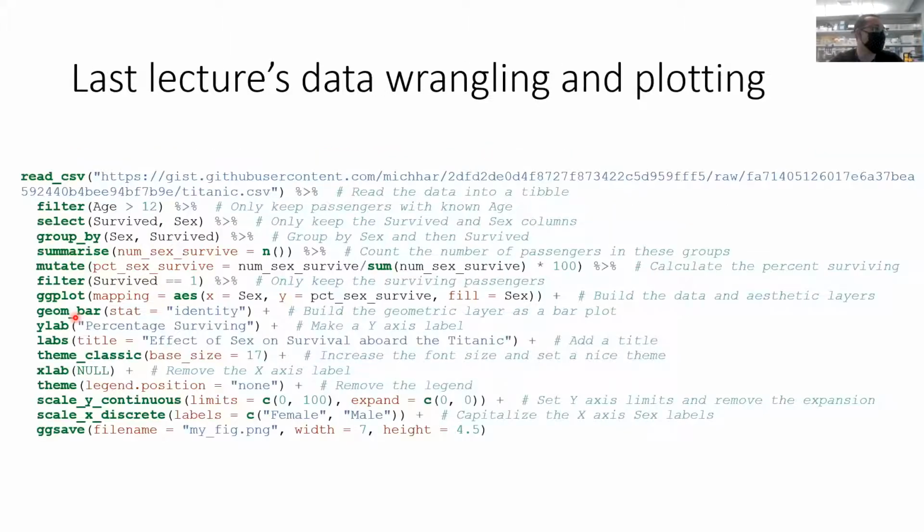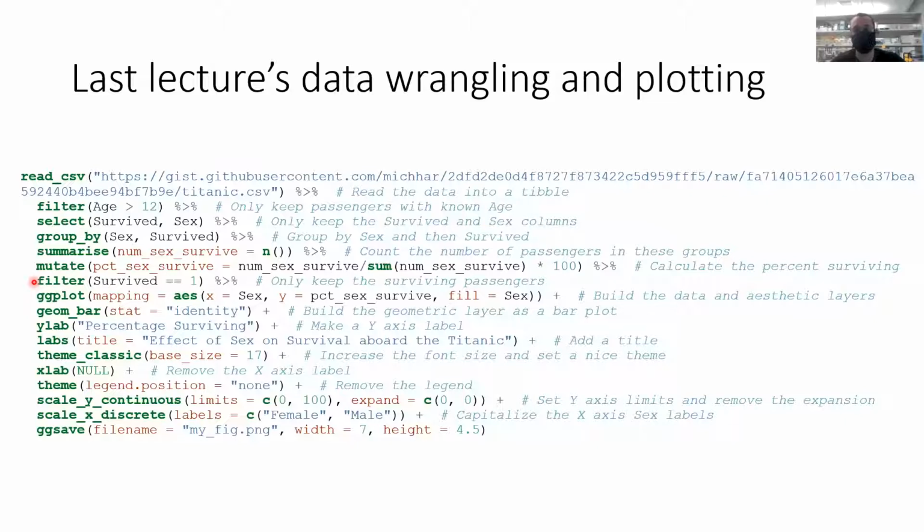All right. So if you'll remember, this was the last slide basically from last week's lecture where we read the Titanic data in, and then we filtered and selected various things to get an analysis of the percentage of people who survived within sex.